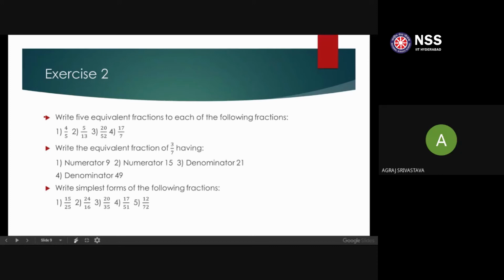20 by 35, 20 and 35 have an HCF of 5. So the simplest form is 4 by 7. 17 by 51, the HCF is 17 itself. And the simplest form will then become 1 by 3. 12 by 72, the HCF is 12, and you will have 1 by 6 as the final answer.